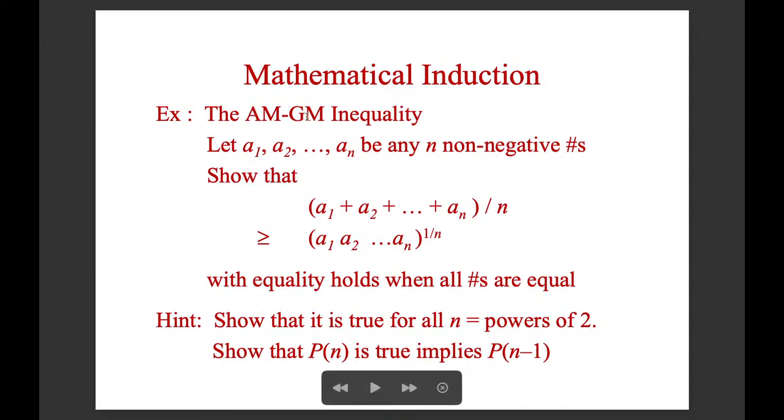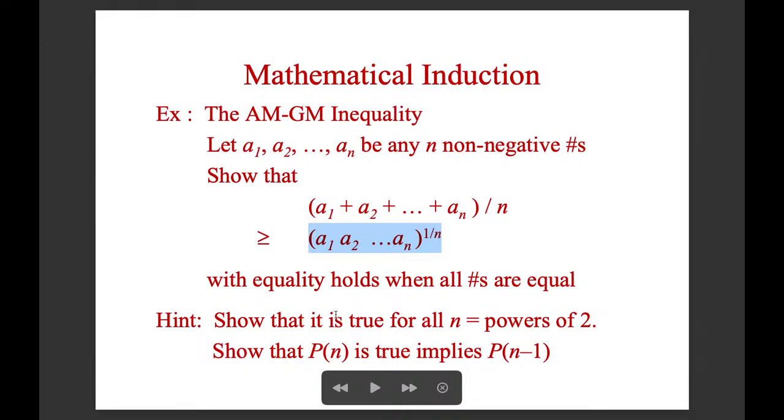So the AM-GM inequality says the arithmetic mean is always greater than or equal to the geometric mean. And equality holds exactly when all of these a1, a2 values are the same. Now, in order to show this is true, the best way is: this is easy to show if I know that Pn is true. It is easy to show that Pn minus 1 is true. So it is a very natural case to apply backward induction.